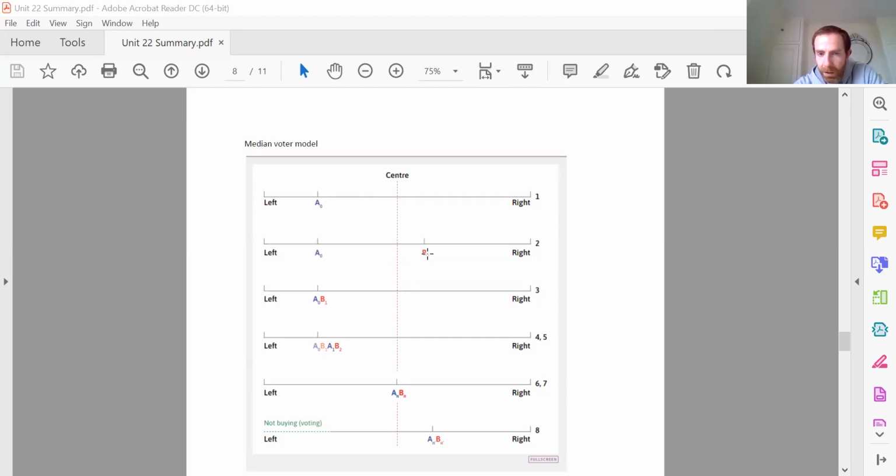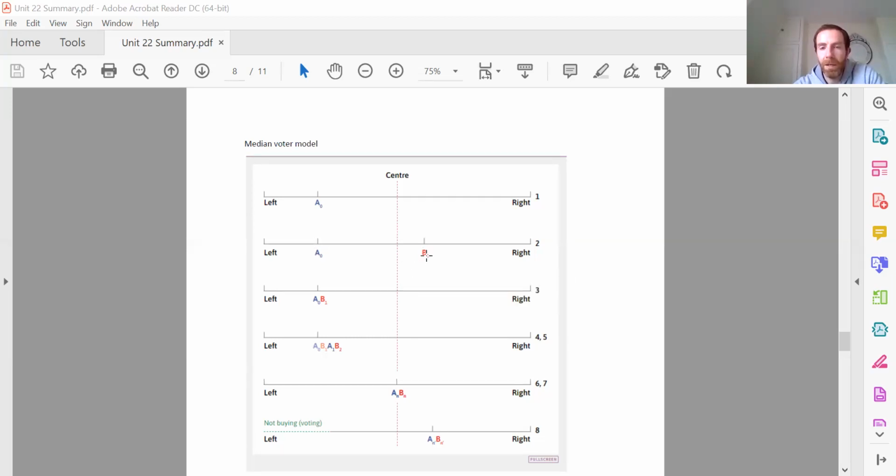But if a second political party comes along, well, then things get interesting, because both political parties now can think about, well, I want to try and maximize the number of votes I get, so I'm going to position my party along the spectrum to maximize my vote share. So we have A0, this is our sort of left party, and B0, our right party.